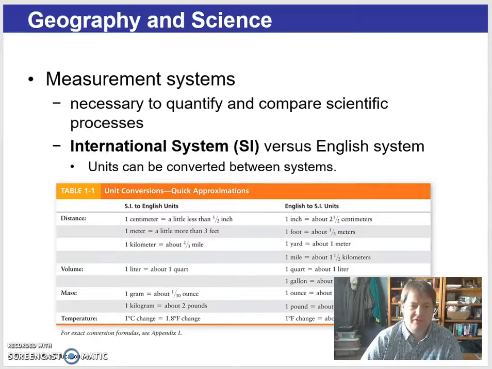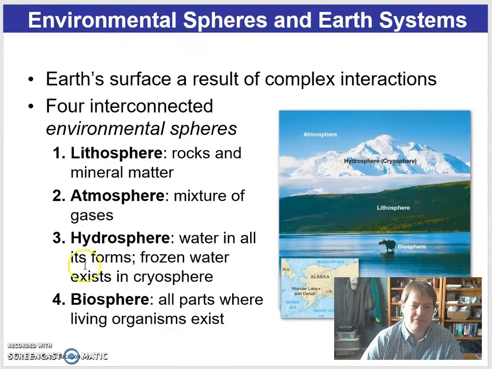Measurement systems. So we've all heard of English and metric. Pretty straightforward. Lithosphere, atmosphere, hydrosphere, biosphere. I talked about this in the welcome slides. This is really what this class is all about. Lithosphere, rocks and mineral matter. Atmosphere, a mixture of gases, which we'll break down. Hydrosphere, water in all its forms: gaseous state, solid state, and liquid state. Biosphere, where living organisms exist. So we're talking about plants and animals, both of which basically make up organic matter, the basis of organic chemistry.